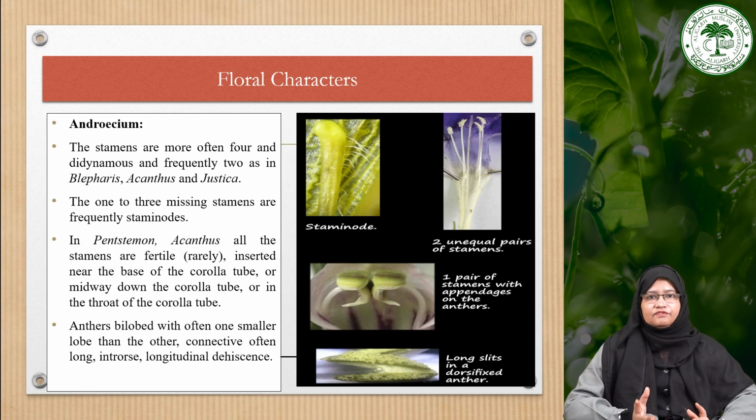So the next important character present in this family is the number of stamens, that is generally 4, showing the didynamous condition, but it may be 2 in number, mostly as in Acanthaceae and Justicia. So the stamens also have an appendage and they dehisce by the longitudinal slit, as you can see here in this particular image.